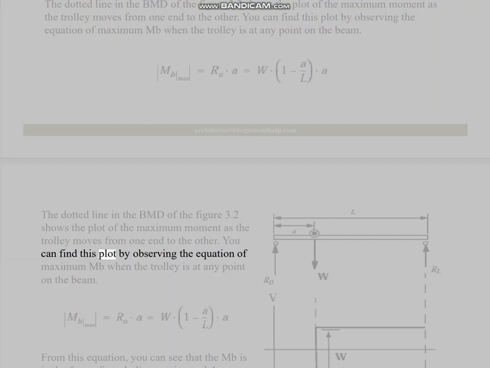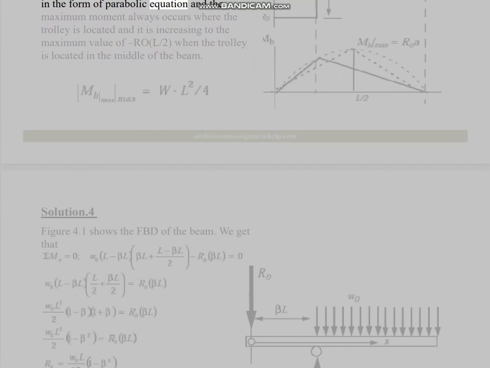From this equation, you can see that the MB is in the form of a parabolic equation and the maximum moment always occurs where the trolley is located, and it is increasing to the maximum value of PL/2 when the trolley is located in the middle of the beam.